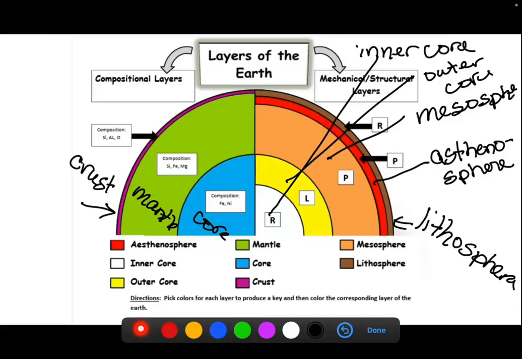Some things to remember while we're here. The least dense materials are on the outside. This is the least dense. And the core is the most dense.